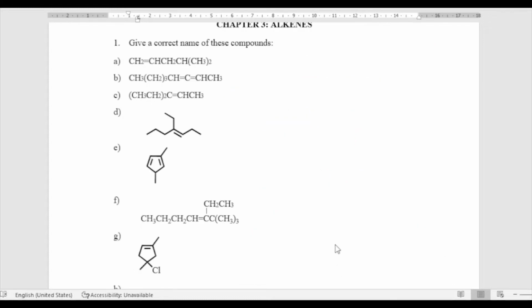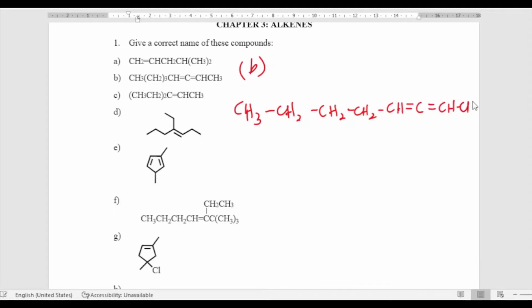Okay, next question B. This compound has 2 double bonds. So for B, we draw first: CH3, CH2, CH2, CH2, and then CH double bond C double bond CH, CH3. Okay, so we start numbering from this side.